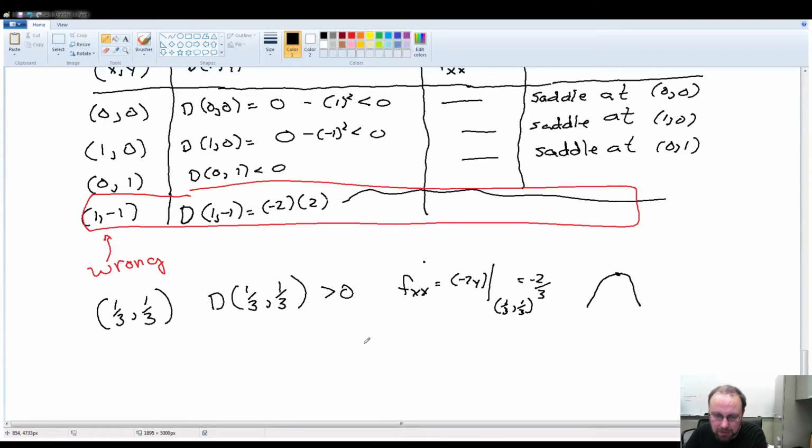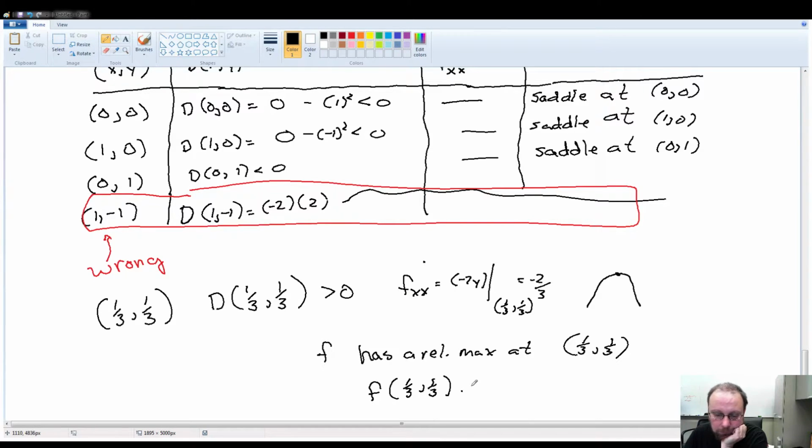So I can conclude that my function f has a relative maximum at this point. And if I need to know what value my function attains there, I would actually plug that critical point into the original function to find its value there, right? Well, that was somewhat a botched example that I actually worked out earlier.